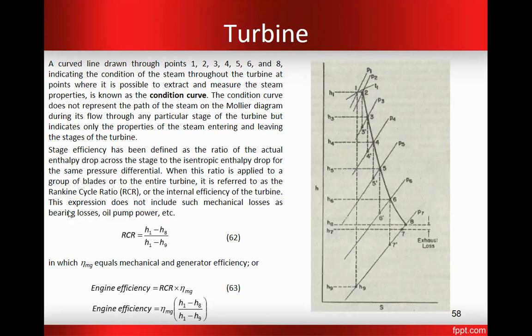Okay, so this expression does not include such mechanical losses as bearing losses, oil pump power, etc. So, pag in-include mo yun, ibig sabihin, mechanical din yung efficiency na yan, in which N sub m g equals mechanical and generator efficiency. Engine efficiency now is RCR times N sub m g. Yung symbol nito, tinawag ko lang na N, kasi para di madali hanapin. Okay? Engine efficiency is N sub m g times H1 minus H8 over H1 minus H9. So this is now the formula.